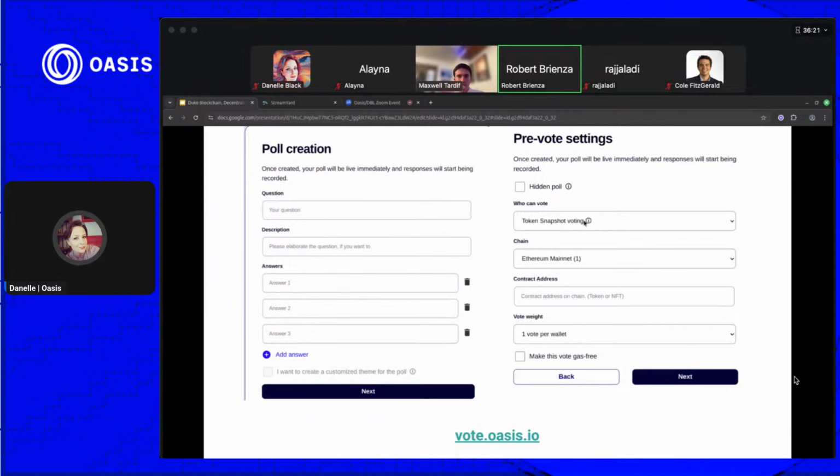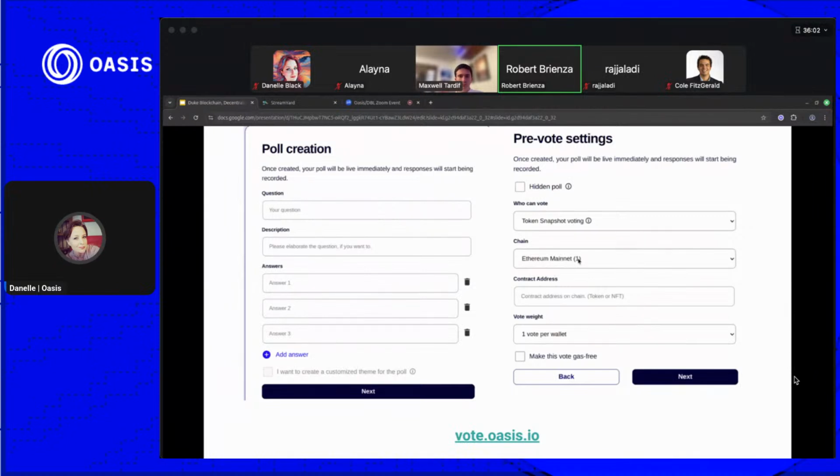So it can do token snapshot voting. It can do it based on NFT contract addresses or ERC20 tokens. You can adjust the weighting based on one person, one vote, or I guess one wallet, one vote, to be specific. Or it could be linear with the amount of ERC20 tokens or some other function.